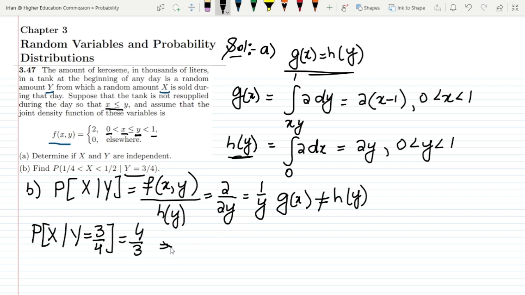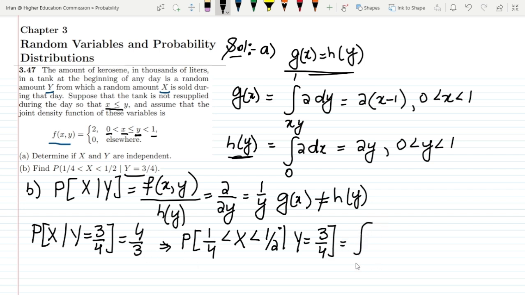Now in order to find our required quantity, which is the probability of x greater than 1/4 and less than 1/2, so here the range of x is 1/4 to 1/2, given that y is equal to 3/4. Okay, so we have this value here. I just have to put the limits from 1/4 to 1/2. And here we have 4 by 3 and d x.